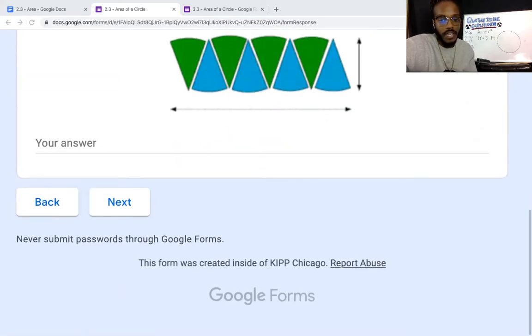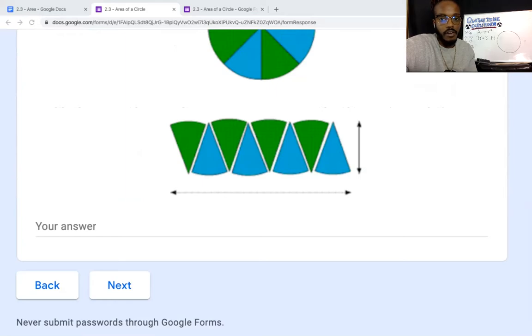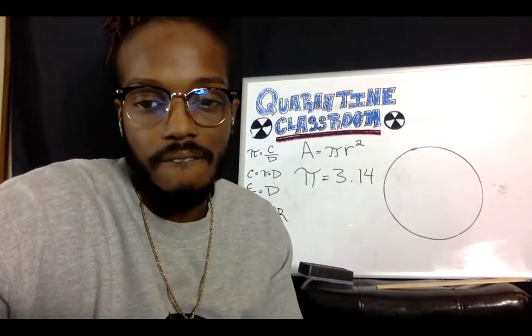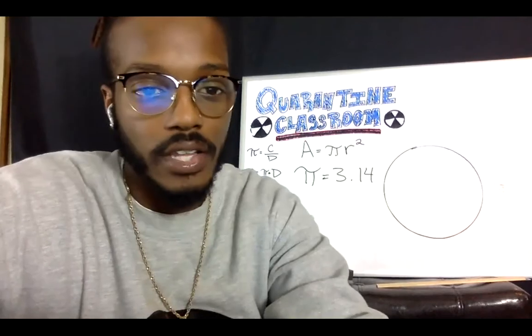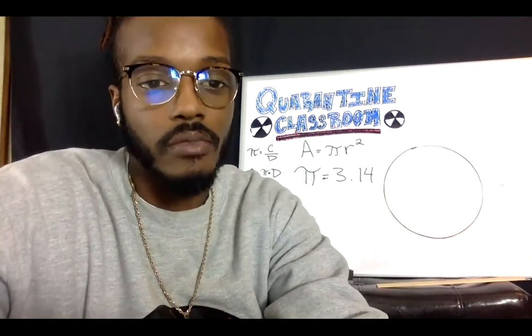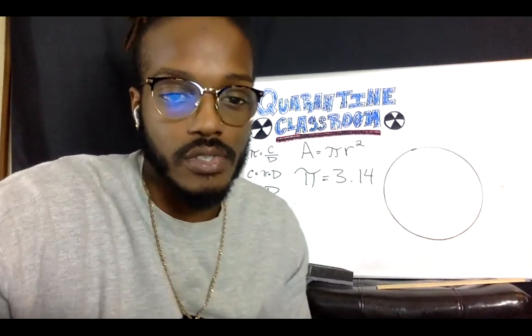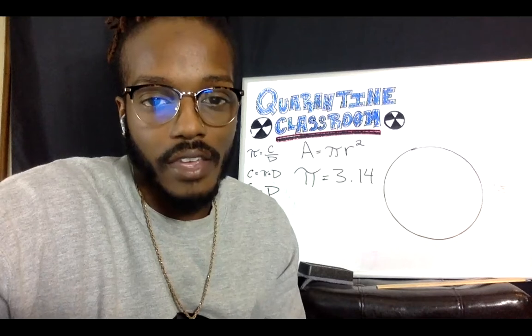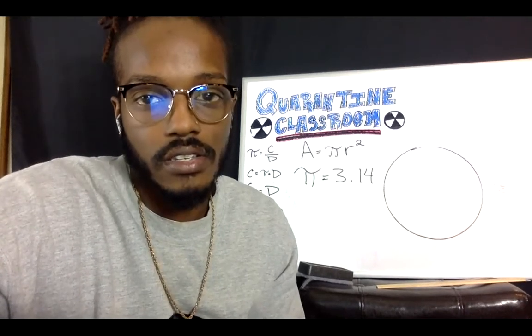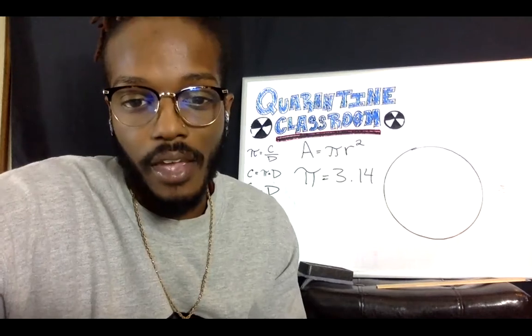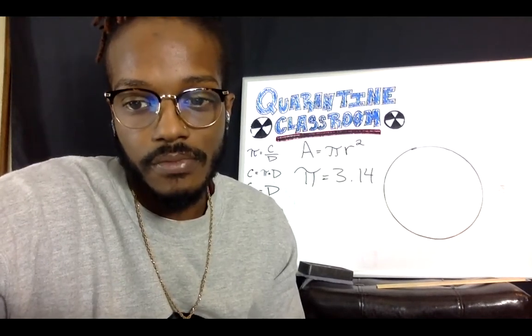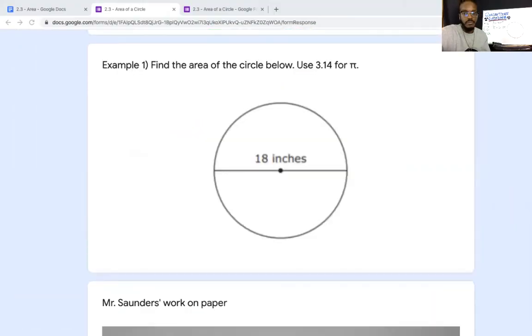Okay, so you guys have already done this part, and I'm going to jump ahead to a different part in the lesson where we can begin doing some practice examples. The first example that we have is, you guys ready? All right, the first example that we have is this one. We need to find the area of the circle below using 3.14 for pi.